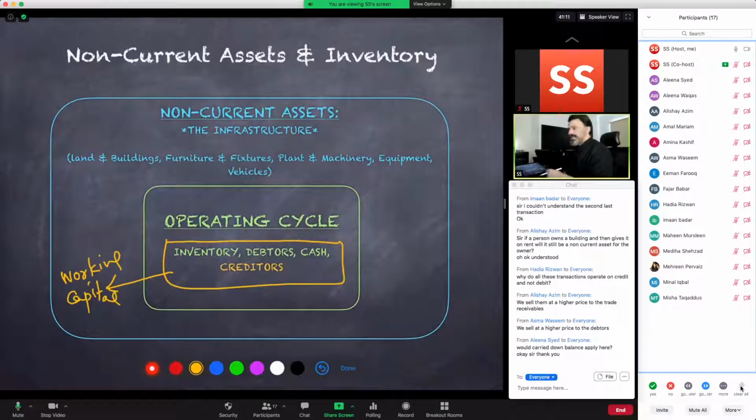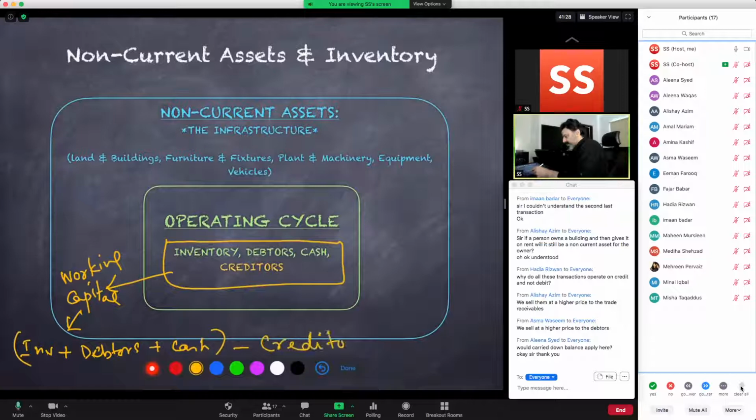But all of these entries are also what we call working capital. Working capital simply means inventory plus debtors plus cash minus creditors. Why are we subtracting creditors? Because all of them are your assets and this is your liability. So assets and liabilities are opposing forces. They will always consume each other.